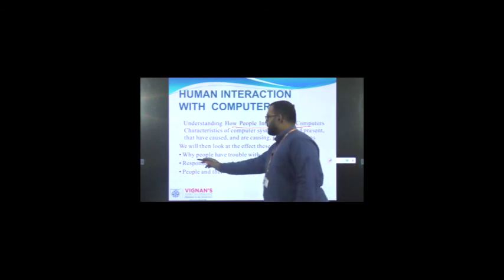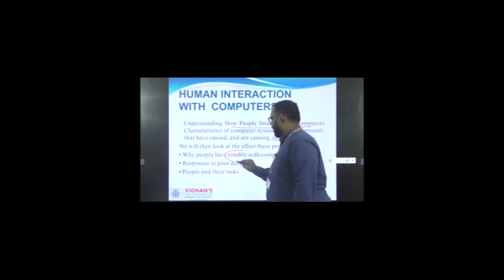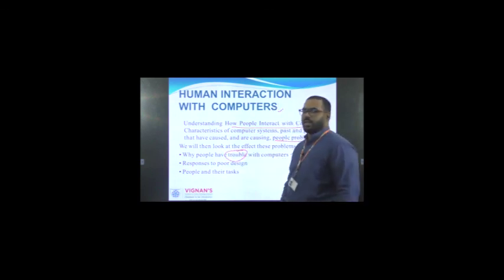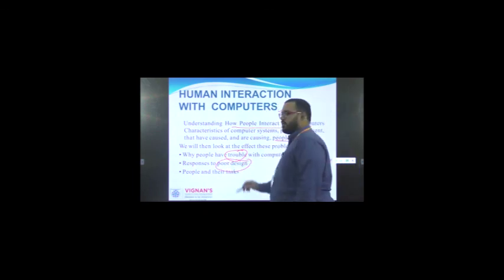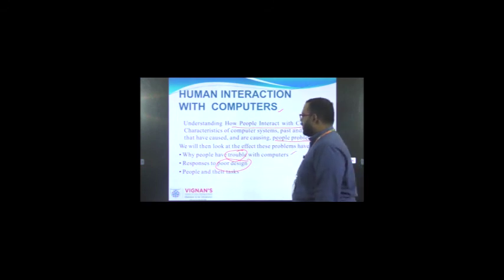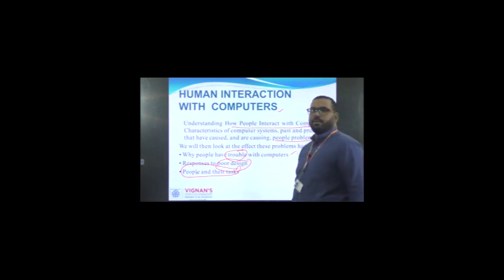So the first one is why people have trouble with computers. What is the cause for the trouble in the interaction, as well as how people will respond to poor designs, and how the people and the tasks are performed in the UI. So these are the three topics which we are going to see in human HCI.